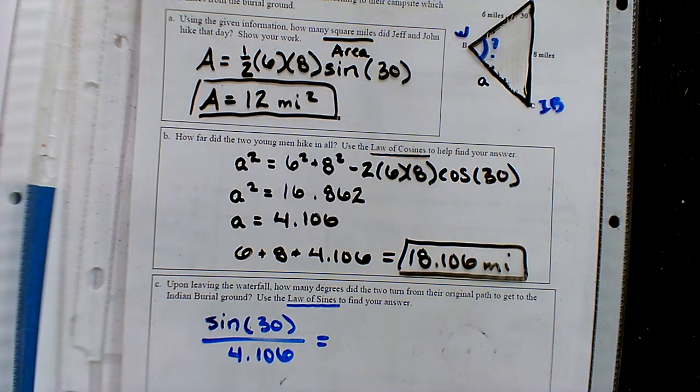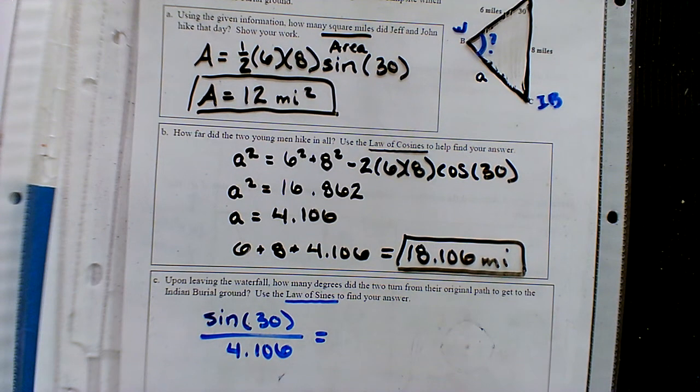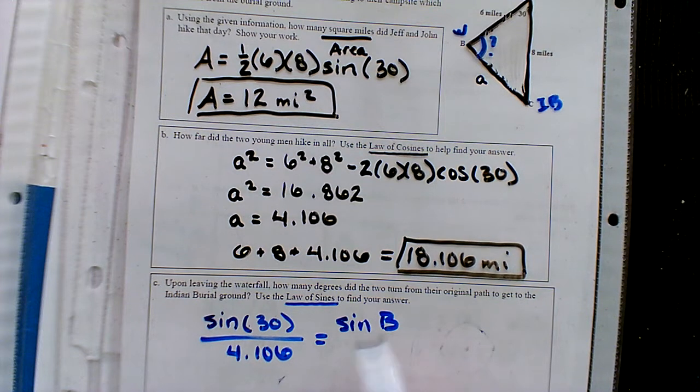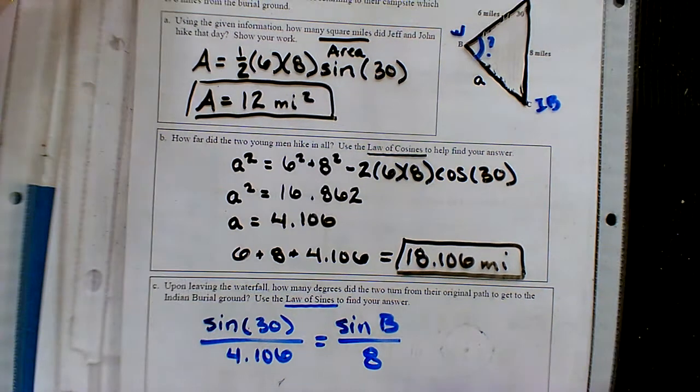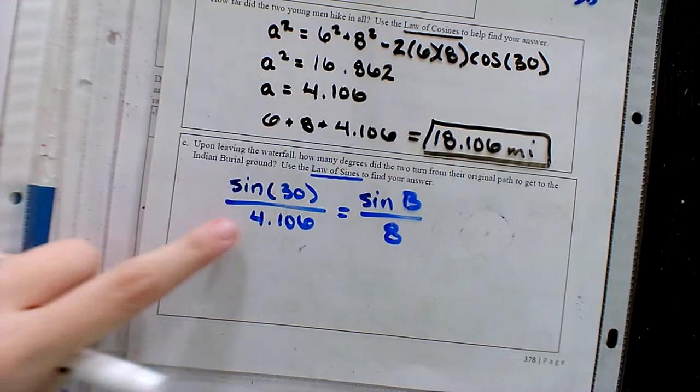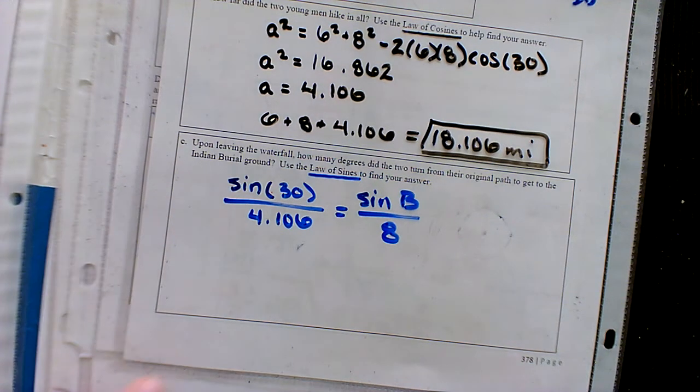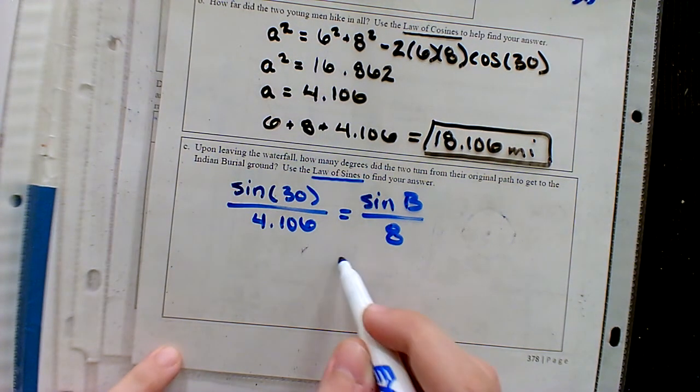Can we set it up? If we're looking at angle B, go ahead, Tori. Sine of theta or sine of B, good, over its opposite side, which should be 8. Perfect. All right, so calculator time. We'll go ahead and type in sine of 30 over 4.106.